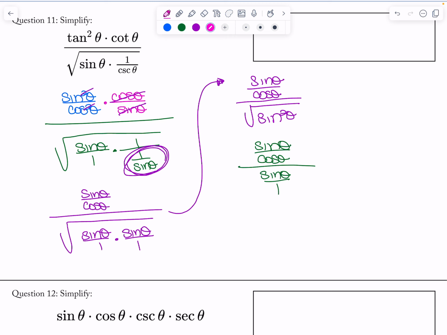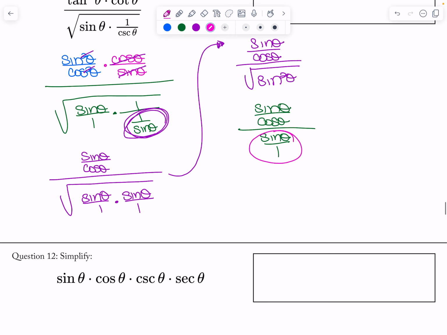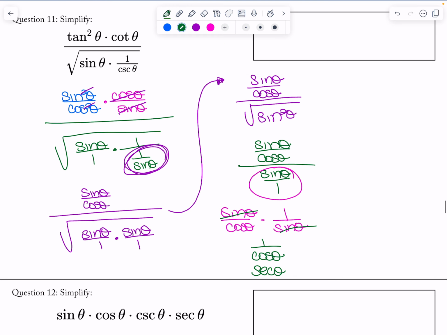Now I can take my denominator here and invert and multiply. So I have sine of theta, cosine of theta, 1 over sine of theta, and magic happens. Sines of theta go away. I'm left with 1 over cosine of theta, and 1 over cosine is secant. So I did all that work, and I get secant of theta.